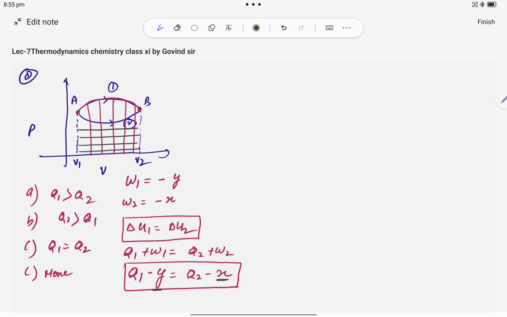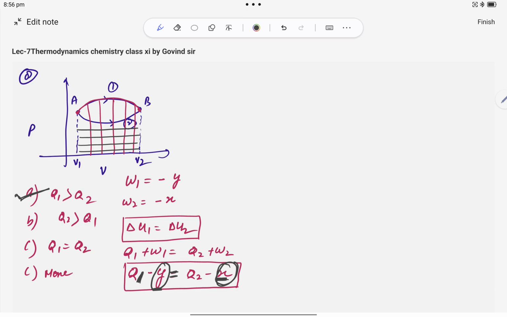Q1 or Q2? Here you are subtracting a small value in Q1, and here a big value you are subtracting, yet the equation is equal. Then who is big? Q1. Once again I am saying, from Q1 a big value you are subtracting, and from this x a small value you are subtracting, even though they are equal.